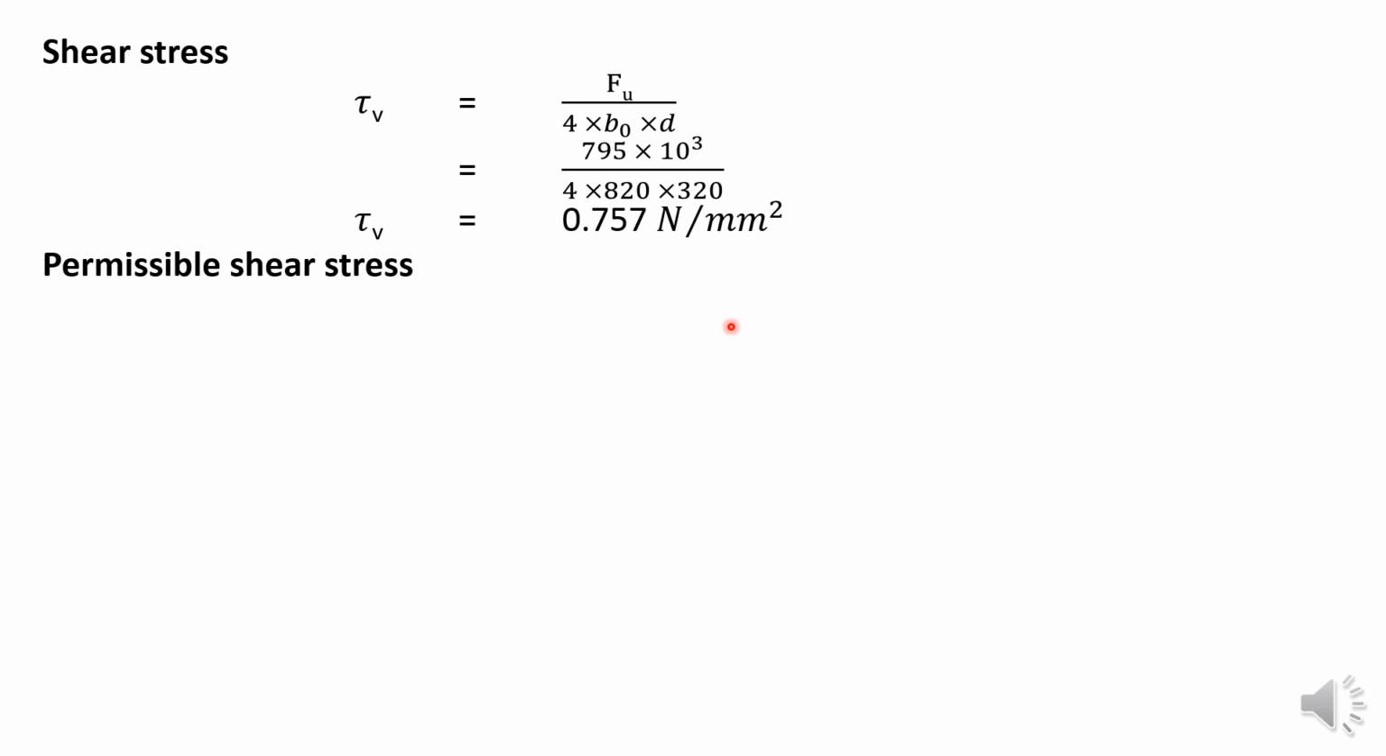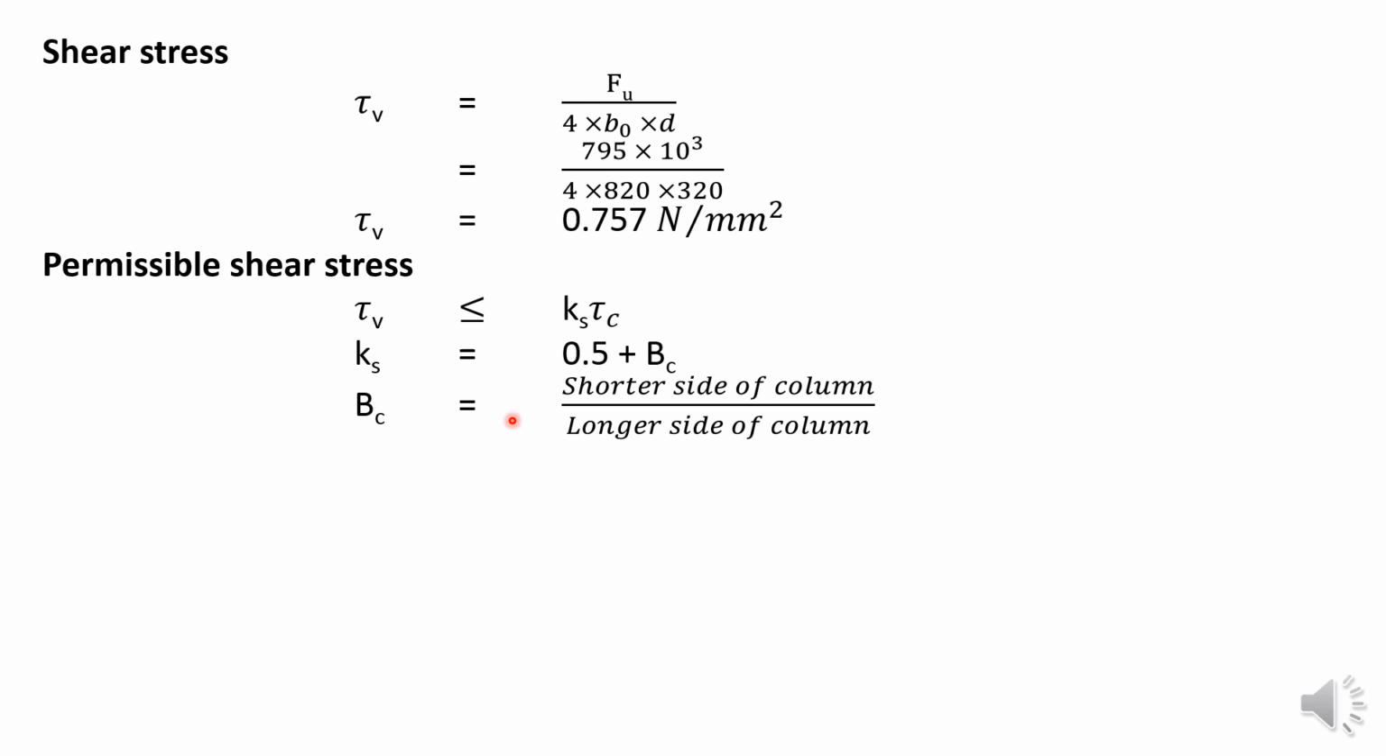Then we have to find out the permissible shear stress. That is tau v is less than or equal to Ks into tau c. Ks is equal to 0.5 plus beta c. That is beta c is equal to shorter side of the column divided by longer side of the column. So that will be equal to 500 divided by 500 equal to 1. So Ks is equal to 0.5 plus 1. So that will be equal to 1.5. So take Ks value as 1.